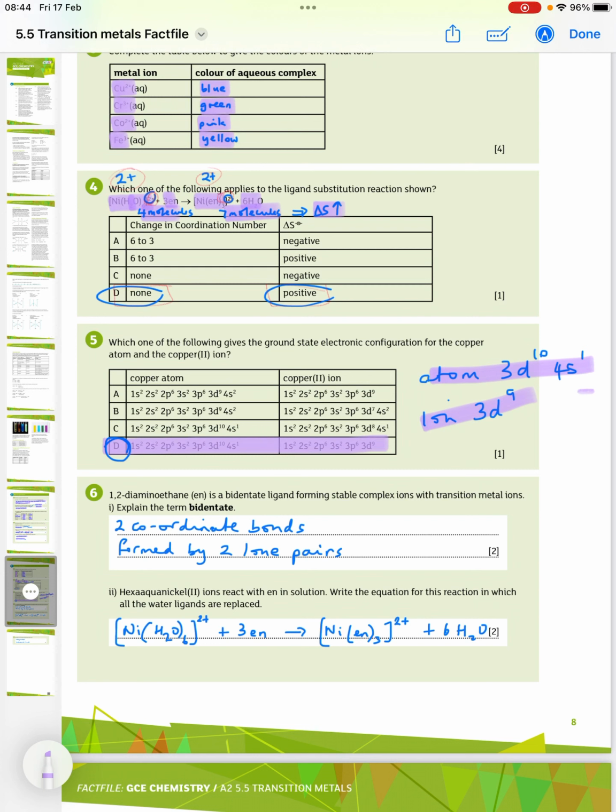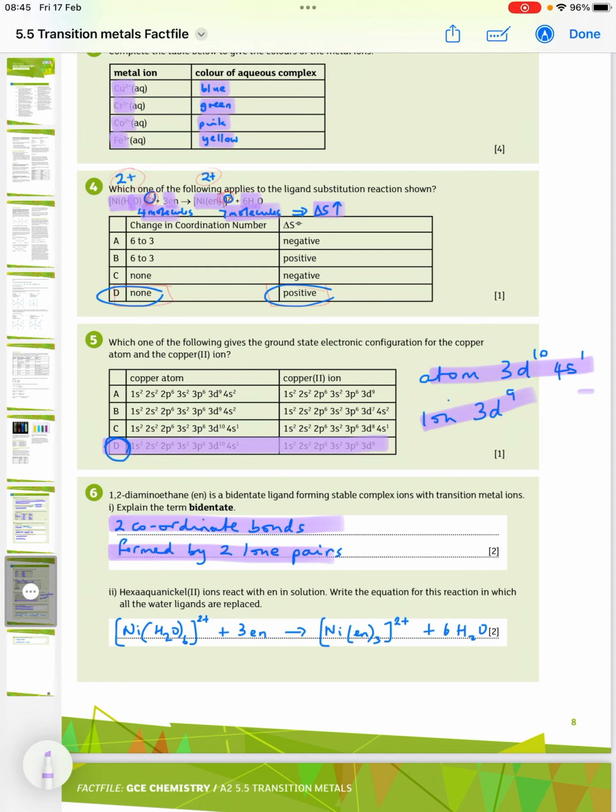Number 6, 1,2-diaminoethane or en is a bidentate ligand forming stable complex ions with transition metal ions. Explain the term bidentate. Bidentate means it forms 2 coordinate bonds with 2 lone pairs.